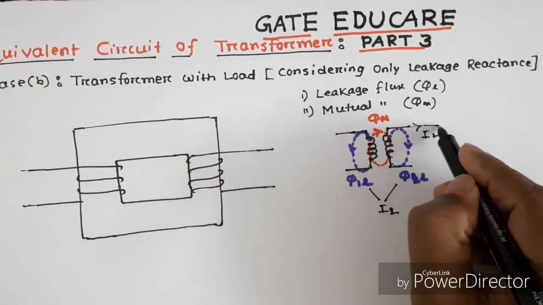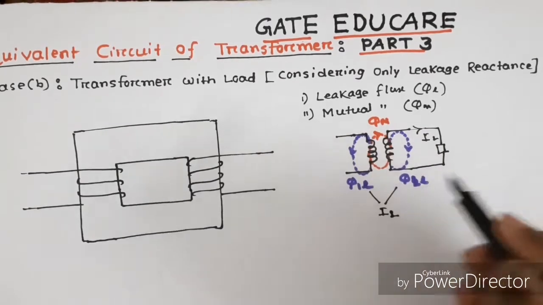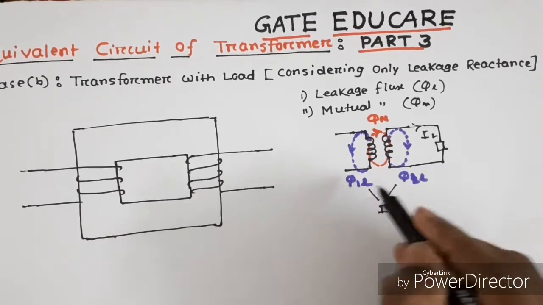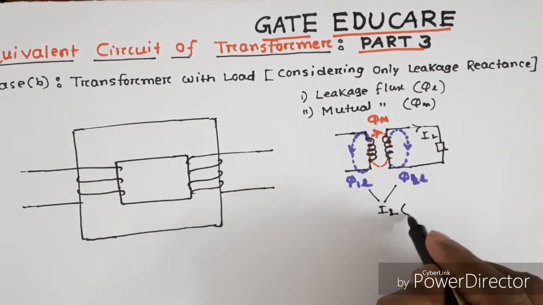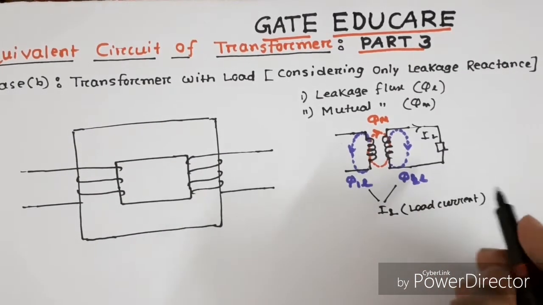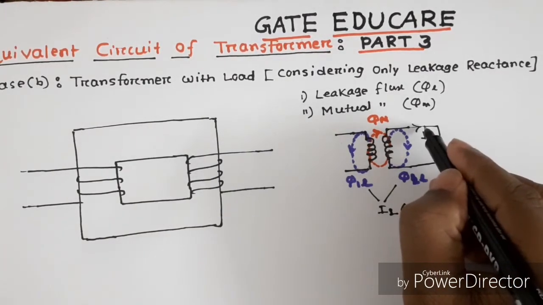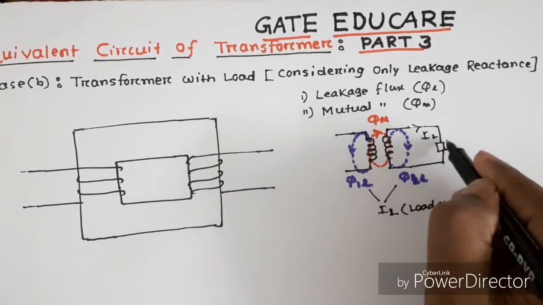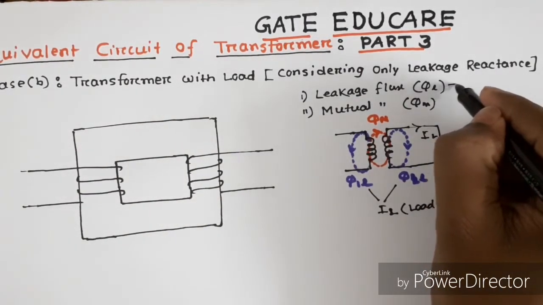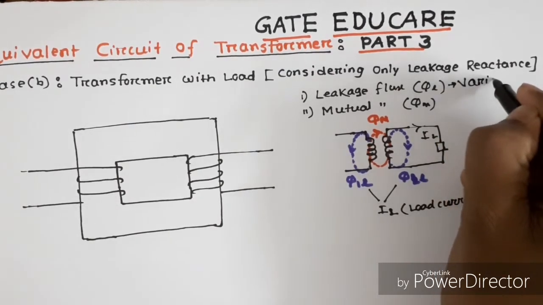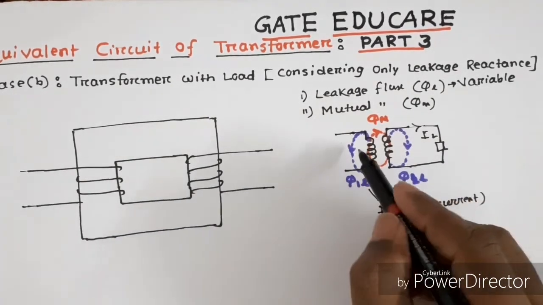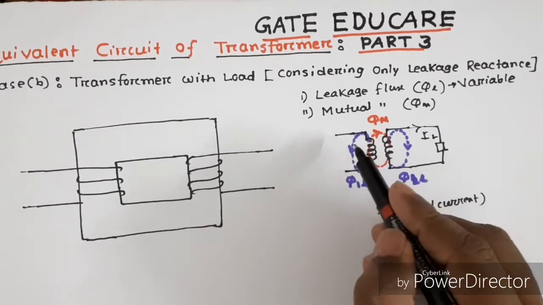If the load current is I of L, then the leakage flux phi 1 L and phi 2 L depend upon the load current I L. Since the load current is not fixed, it depends upon the load, therefore leakage flux is also not fixed, it is a variable. Very important point to be noted, leakage flux is variable and leakage flux does not transmit any power from primary to secondary.